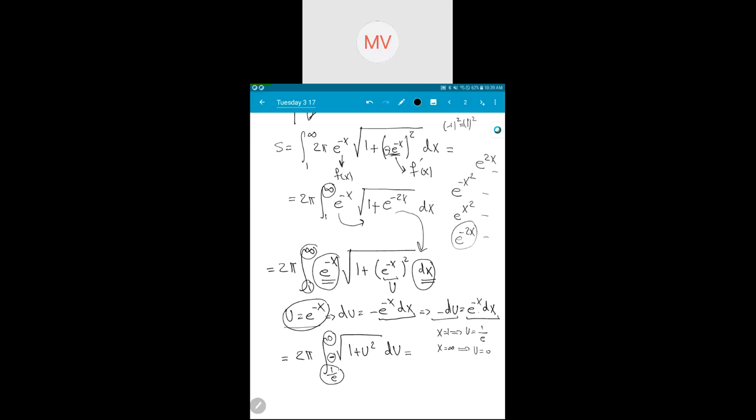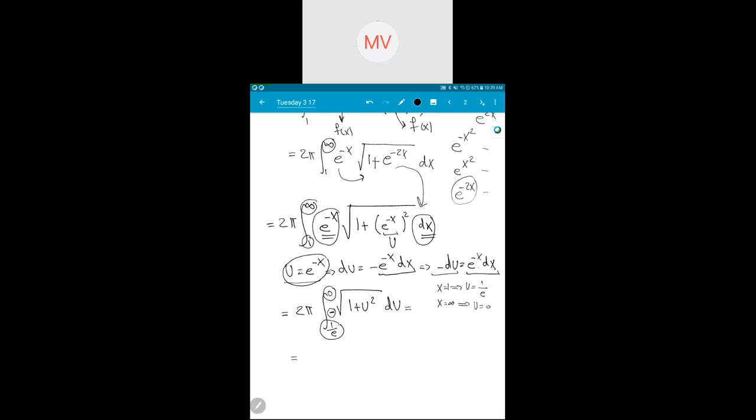And now we can take care of this negative because the limits don't make sense: 1 over e is bigger than 0, but we switch them. And if we switch, the integration changes the sign. So this becomes 2 pi, 0 to 1 over e. Get rid of the negative, and now root 1 plus u squared du. Right? That was one of the integration rules, that if you change the limits in a definite integral, the integral itself changes the sign. Goes from positive to negative or negative to positive.